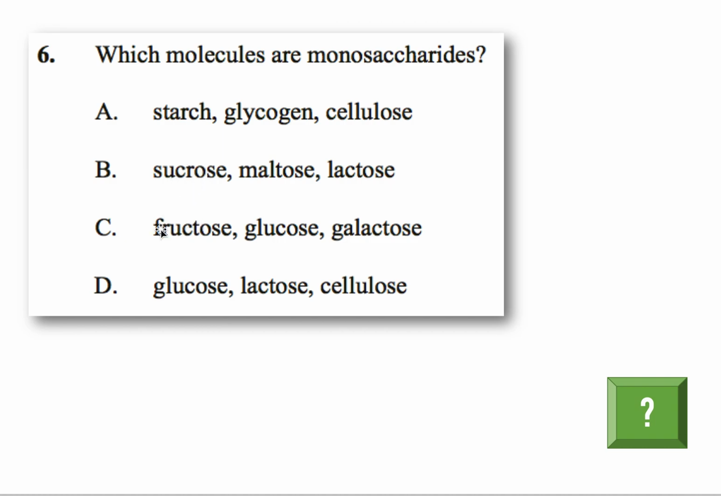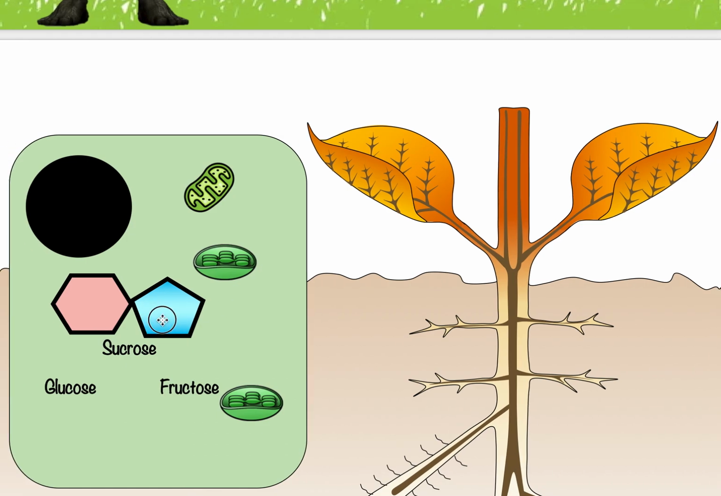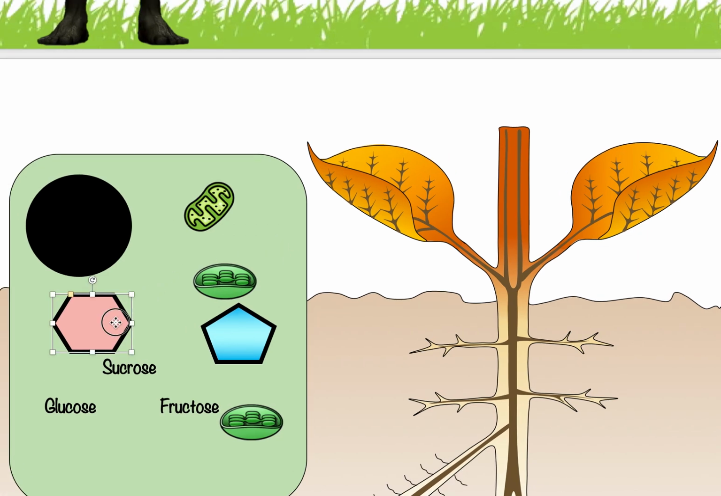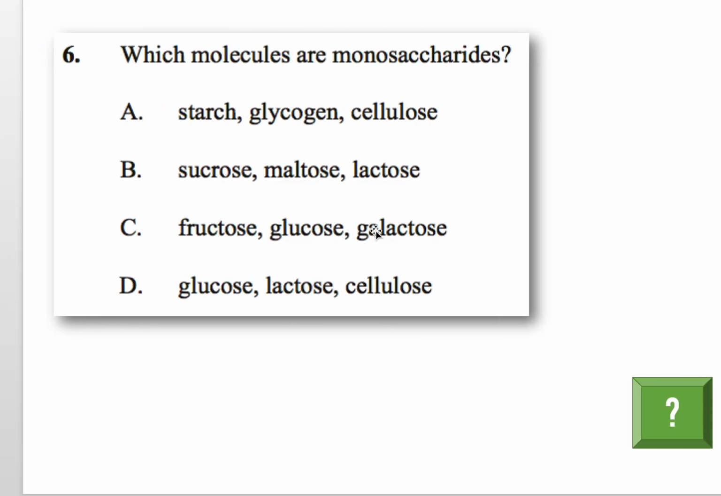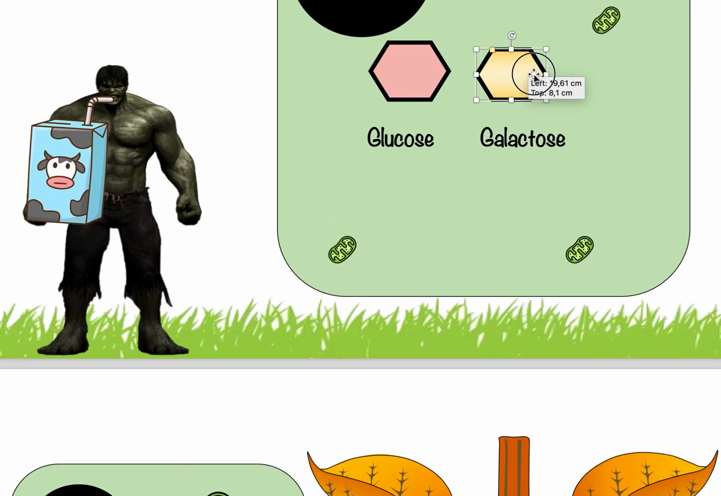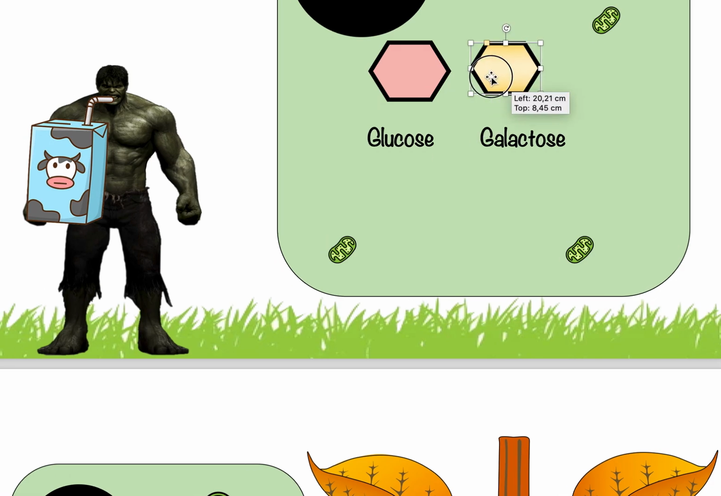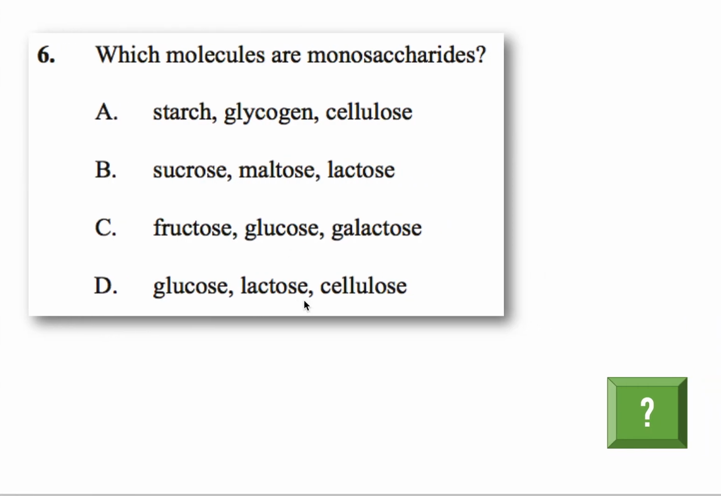What about C? Fructose. Okay, we know fructose is a monosaccharide. We saw here, it's a monosaccharide. What about glucose? Glucose we know is a monosaccharide, right? This is glucose. Now what about the last option here? Galactose. Yes, galactose is also a monosaccharide. So it's going to be C. Why not D? Because D has lactose and cellulose in it. Cellulose is a molecule made when you put a bunch of glucoses together, a lot similar to starch. There's a small difference between them, but I won't explain it here. And lactose is a disaccharide made when you put galactose and glucose together, okay? So D is wrong for 2 reasons. So the answer is going to be C.